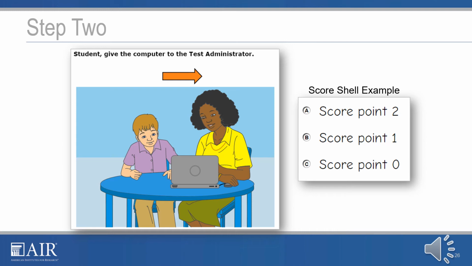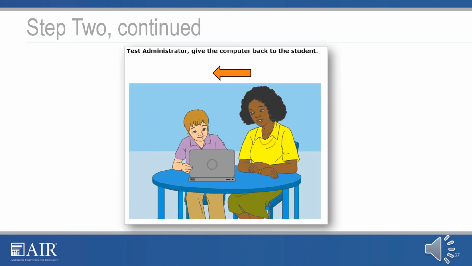The TA will score the speaking items using the scoring shell shown on this screen. The 4 speaking items must be scored immediately by the TA. The computer will not move past the scoring screens until a score for each speaking item has been entered. A rubric and guidance documents will be available on your state's testing portal for this section of the test. Once the scores are entered and the TA clicks Next, there will be a screen instructing the TA to give the computer back to the student. Once this occurs, the responses and the scores for the 4 speaking items cannot be changed.